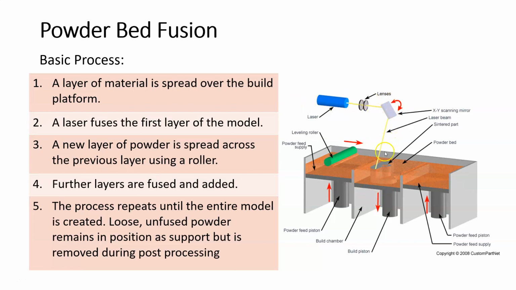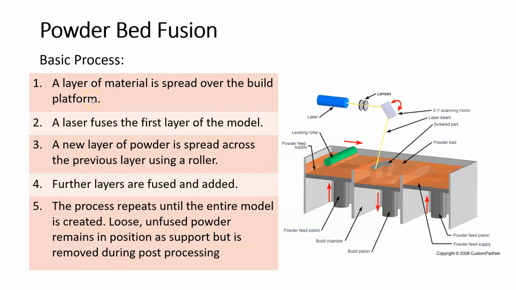Then the laser is going to fire, and it's going to fuse all the powder in the specific layer that you're building. And then the whole process is going to start over again. The build piston is going to move down. The leveler, or the blade, or the roller, whichever one it is, is going to distribute another layer of powder across now, and so on and so forth.